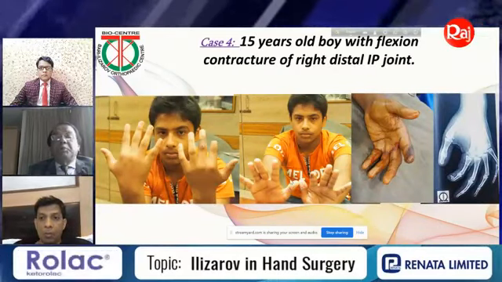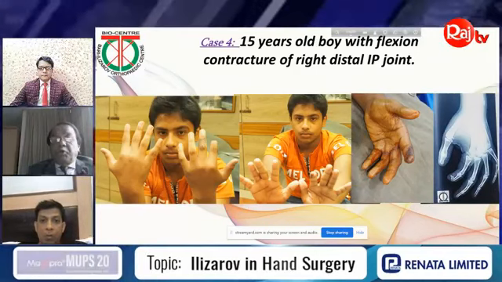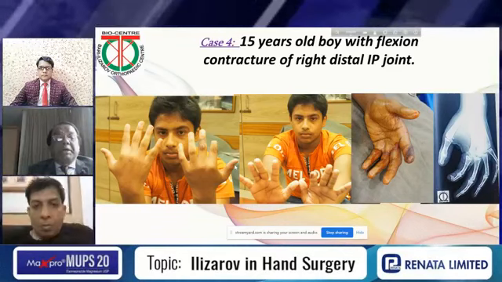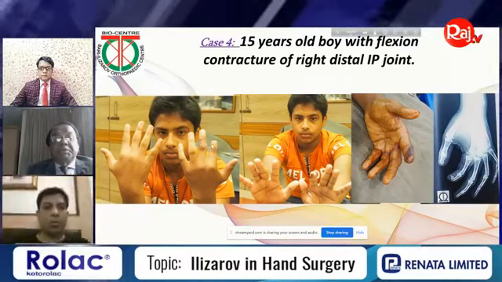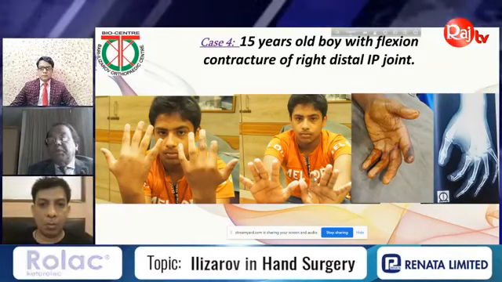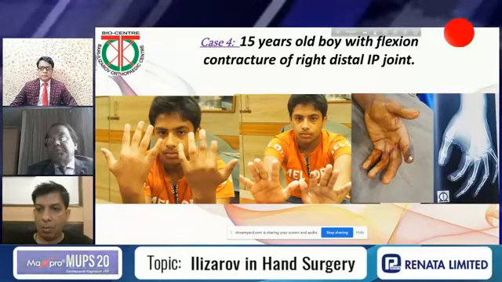15 years old boy with flexion contracture of the right distal IP joint, just after trauma, and he came to my place. Look at this here. This is this one. Look at the X-ray, and this was the situation.